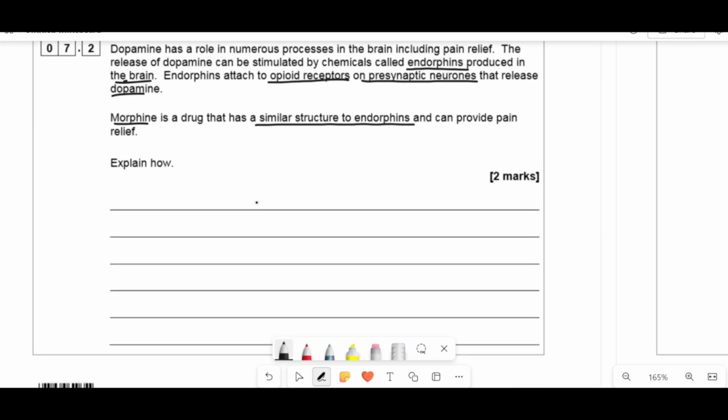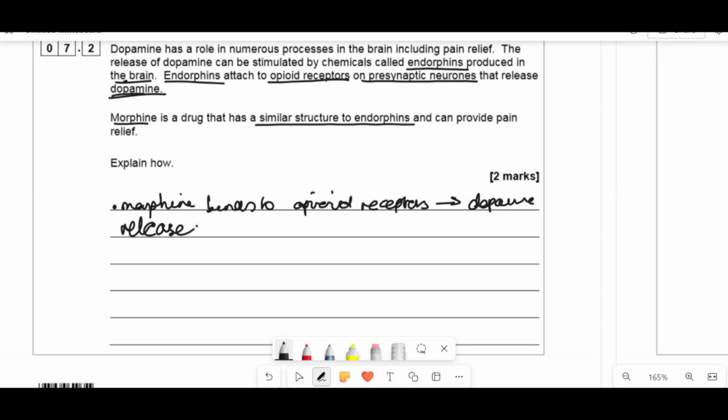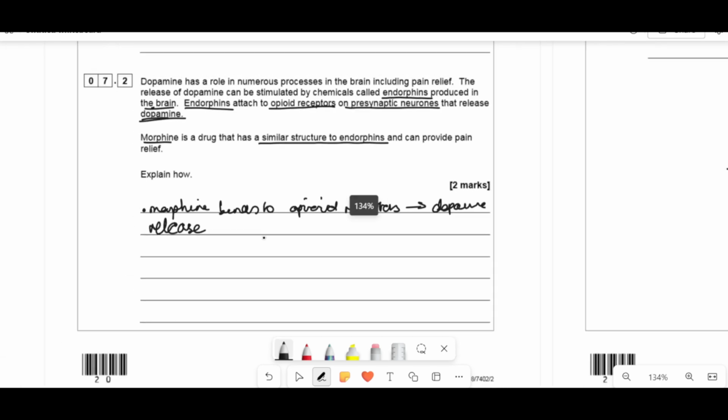Explain how. The question has told you that it has a similar structure to endorphins. Endorphins attach to these receptors and then it leads to dopamine release. So you would just say that morphine does that. So morphine clearly binds to opioid receptors, which means you get dopamine release. You can't start yapping about active site and this and that, because active site is only to do with enzymes. There is no enzyme here, no active site.